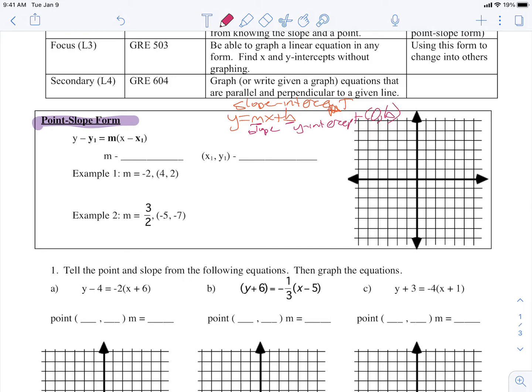coordinate (0, b). Now, point-slope form is defined a little differently, but that m is still going to be there. So the same m in point-slope form is the same m in slope-intercept form. And so m is your slope. And then x1 and y1, this is like the beauty of it, are any points on the graph, or any point on the line. So it could be the y-intercept, or it could just be any point that's on that line. And again, there's an infinite number of points on the line. So you don't have to pick just one. You have an infinite amount to choose from.